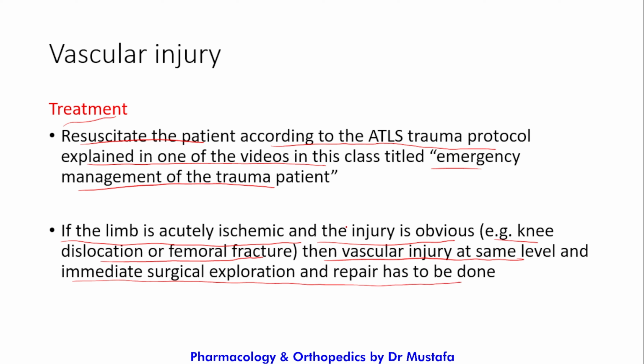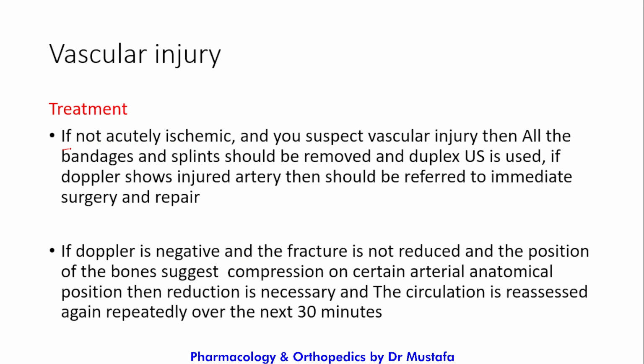So if the distal pulses are absent and the limb is pale, and the injury is obvious, for example, dislocation of the knee or femoral fracture, then the vascular injury is at the same level and immediate surgical exploration has to be done. If not acutely ischemic and you suspect vascular injury, then all the bandages and splints should be removed and duplex ultrasound is used. And if the Doppler shows an injured artery, then the patient should be referred to immediate surgery and repair.